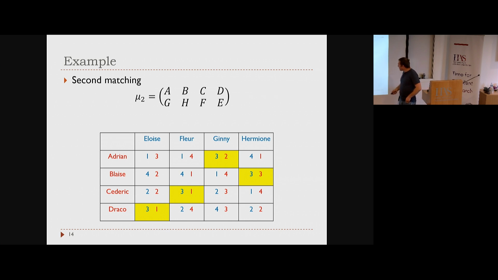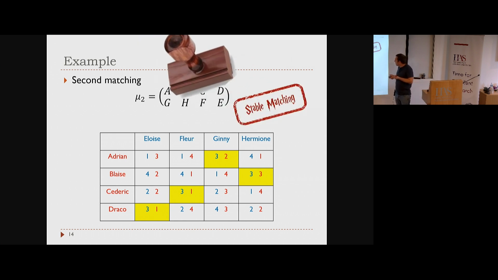That one is stable. Let me show you. Let's look at the men's preferences. Draco gets his first choice, and so does Cedric. Adrian gets his second choice. He would like to be with Hermione, but Hermione doesn't want to be with him. And Blaise gets his third choice. He would like to be with Fleur, and Fleur doesn't want to be with him, and would like to be with Eloise, and Eloise also doesn't want to be with him. So no man can deviate with any woman, meaning there are no blocking pairs. So that is a stable matching.